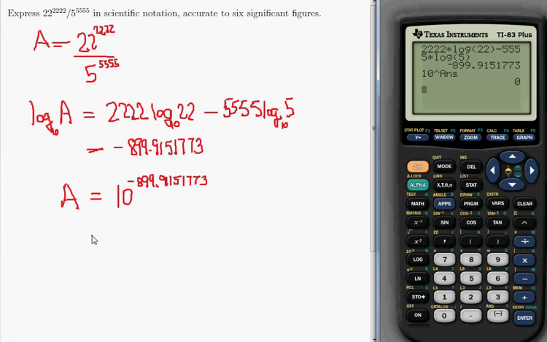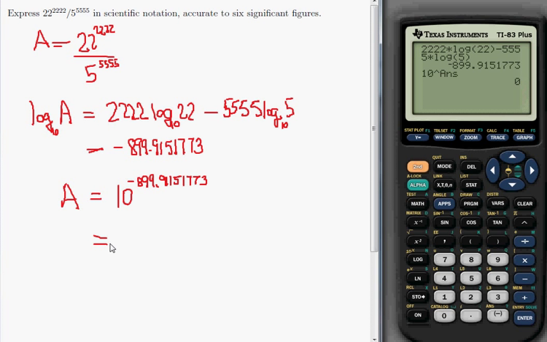So the way that we're going to get around this is as follows. We need to have 10 to an integer and then a positive part. So because I have a negative number here, and only because I have a negative number here, let me write this as 10 to the negative 900 times 10 to something else. Now the something else would be 900 minus 899 point and so on.